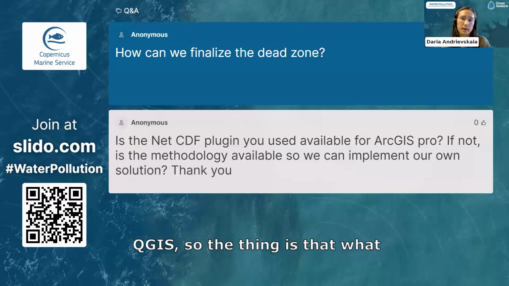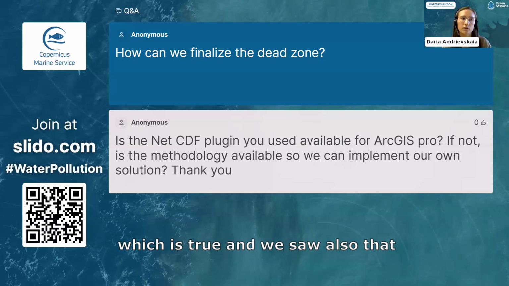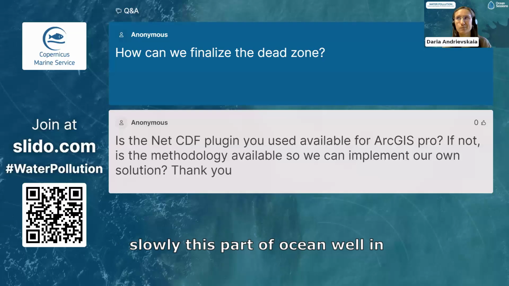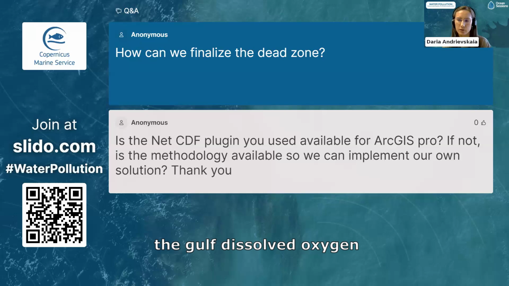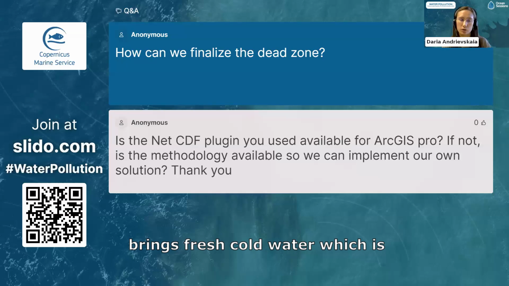What we wanted to see is that the chlorophyll does increase with high nitrate concentrations, which is true. And we saw also that slowly, in this part of the ocean in the Gulf, the dissolved oxygen decreases, but it's not only because of the dead zone, because the dead zone is very, very local. It's very close to the shore. It's also a consequence of deep water mixing of the ocean, which brings fresh cold water that is also lower in oxygen. So yeah.